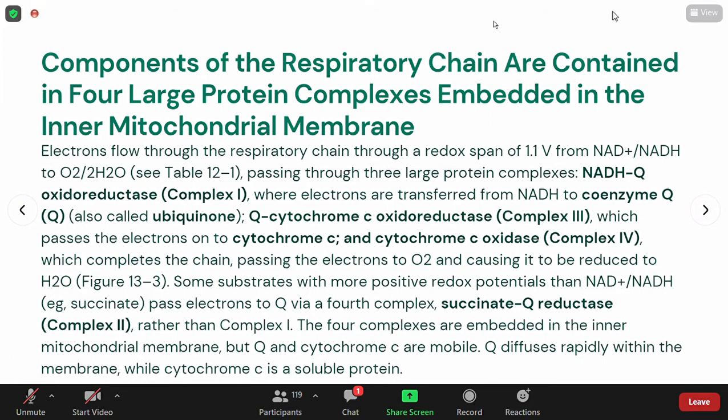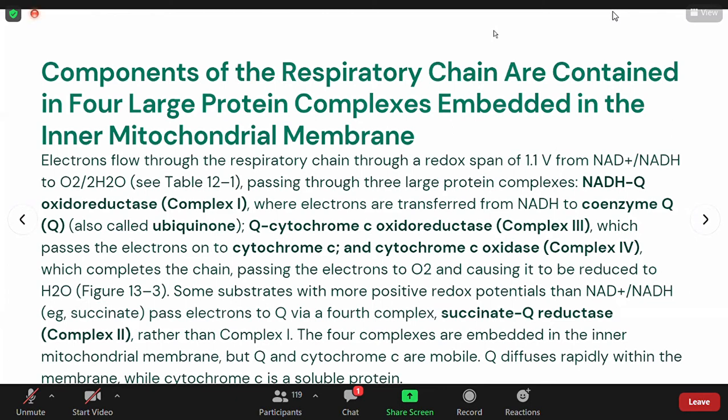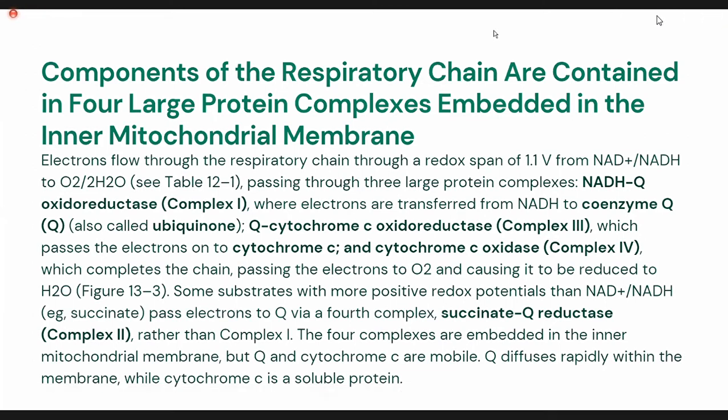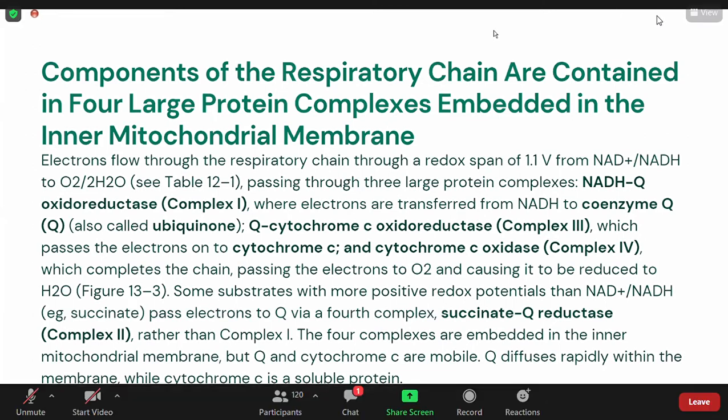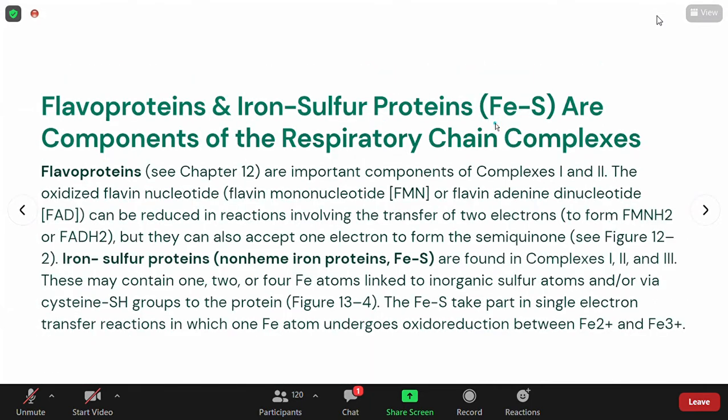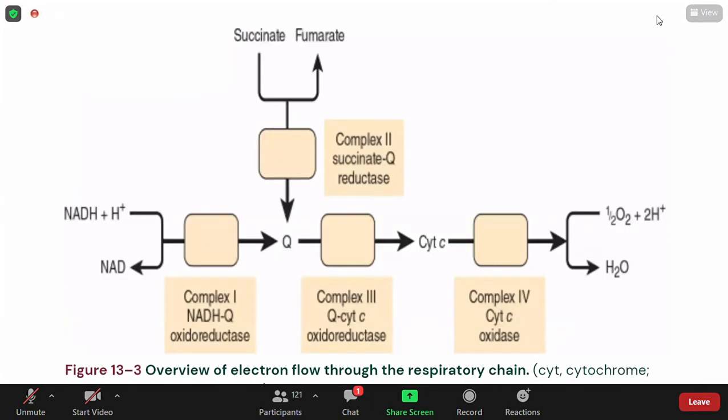Components of the respiratory chain are contained in four large protein complexes embedded in the inner mitochondrial membrane. So where is that? There you are. So, reducing equivalents: the first complex, complex 1, complex 3, complex 4, and then you have half oxygen plus hydrogen that is being transferred forms water.